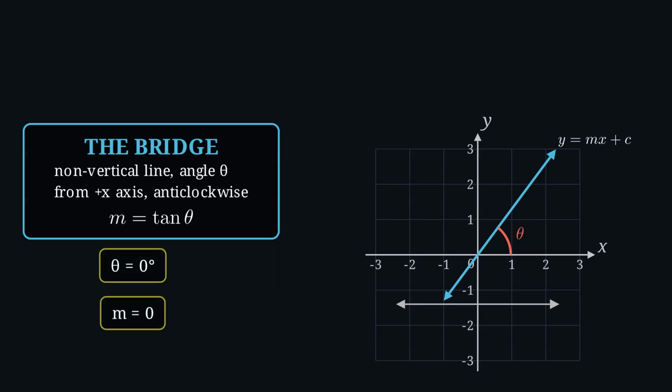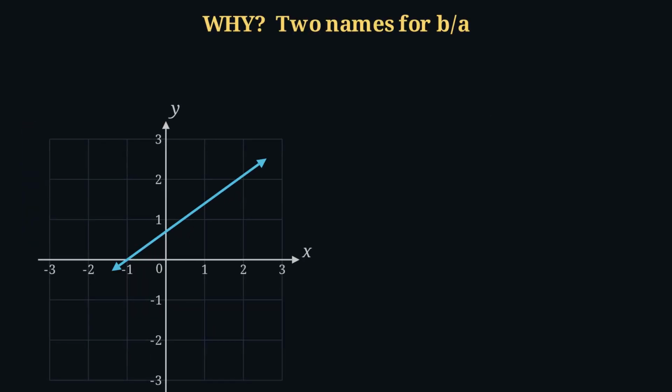A horizontal line, the card anchors it directly. Theta is 0, and its slope, we know, is 0. And now, why? Our second proof.